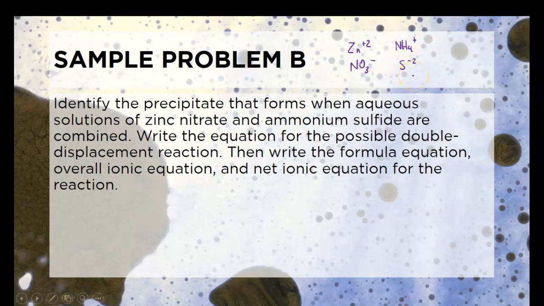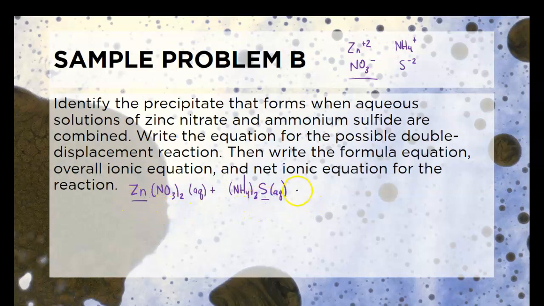So remember, when zinc and nitrate combine, you're going to have 2 nitrates for every 1 zinc. So it's going to look like Zn(NO3)2. And because they're in aqueous solution, we're going to put (aq). And then we've got ammonium sulfide. It's a 2 to 1 again. So we have (NH4)2S in aqueous solution.